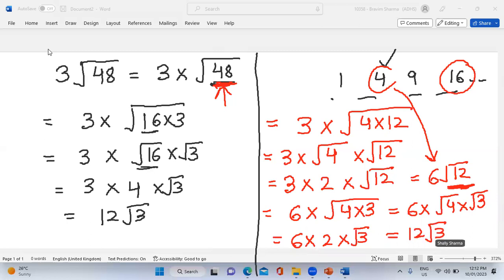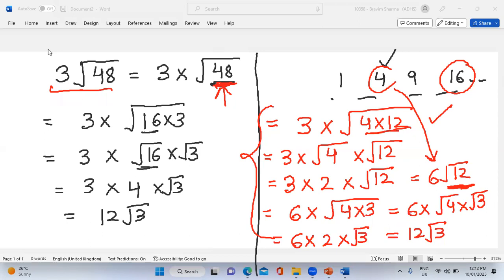The method which I am applying here is the first method which we discussed in our previous session of SURDS, definition and meaning and understanding. You can apply another method also, factor tree and simplifying the SURDS. So this was the first thing where we are simplifying the SURDS which are in multiplication with some other number.